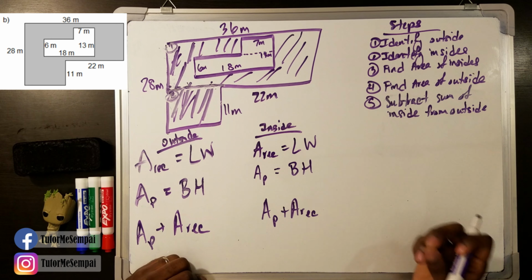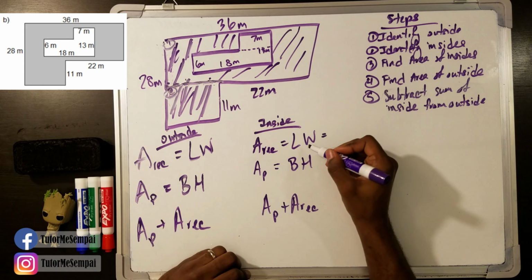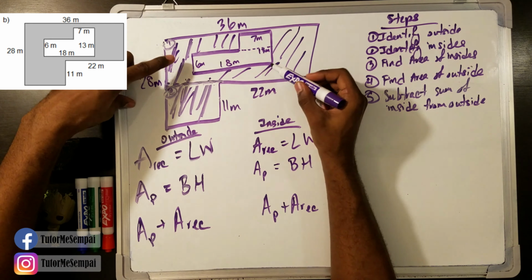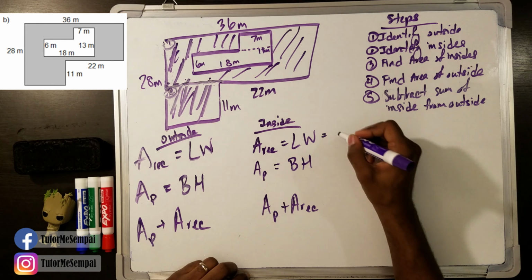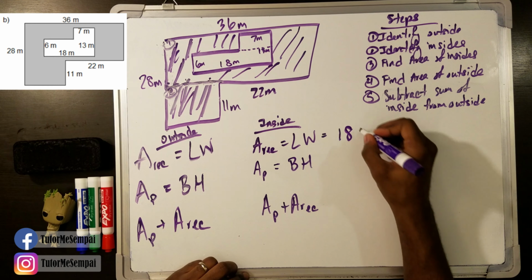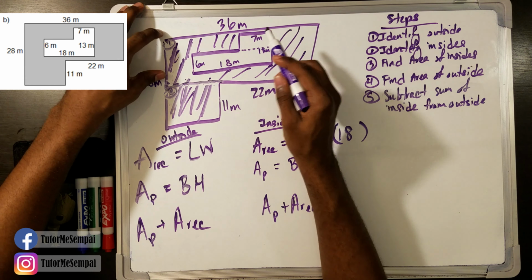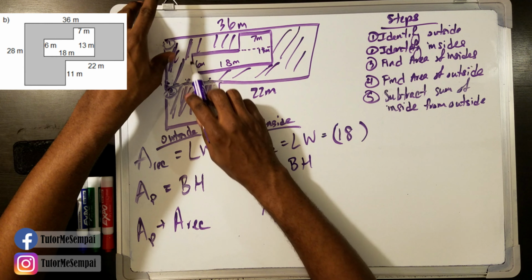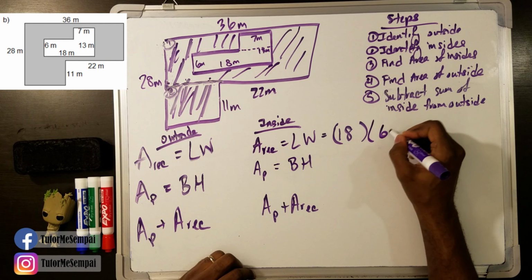Now we have to find the actual areas. So let's find the area of our rectangle. We know this is going to be length times width. And you see here that this length is about 18 meters. So we're going to say 18 here. And the width, since we broke out our rectangle this way, is going to be this 6. This is how wide it is here. So it's going to be 18 times 6.